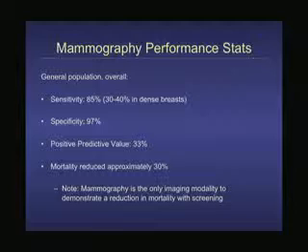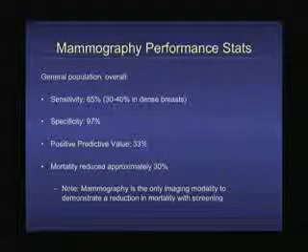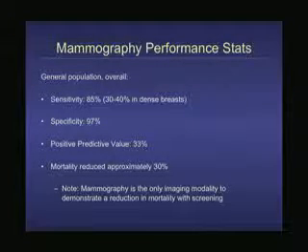Specificity: when it's normal, 97% of the time we'll call it normal. So 3% of the time, we're going to call it back and say that there's something abnormal, and it may not turn out to be anything. Positive predictive value is about a third. So of what we recommend for biopsy, 2/3 of the time it likely comes out benign, and only a third of the time it turns out to be cancer.